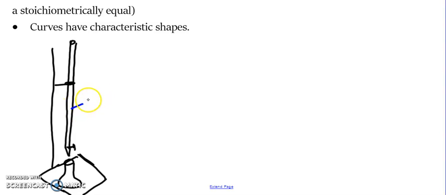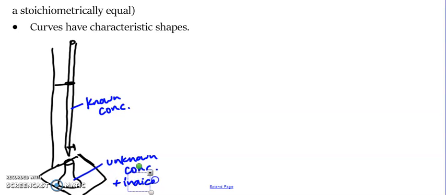One solution would be a known concentration, and that would be in your burette. Then in your flask would be your unknown concentration. What you can do is add your known to your unknown, and we'll use an indicator to change color at a certain pH. And here you can look for what's called the equivalence point.